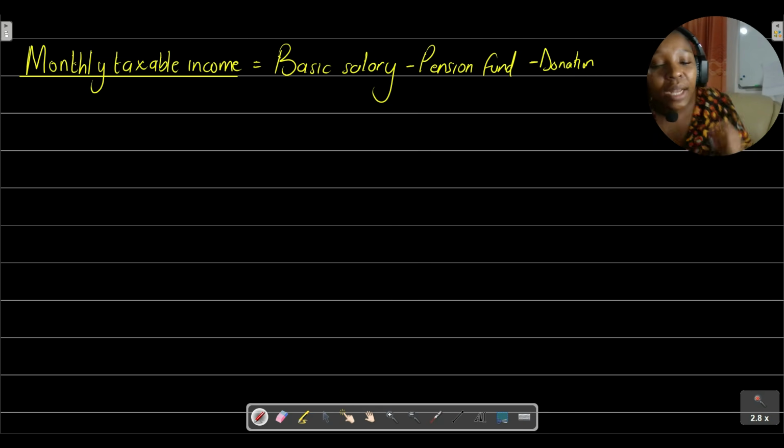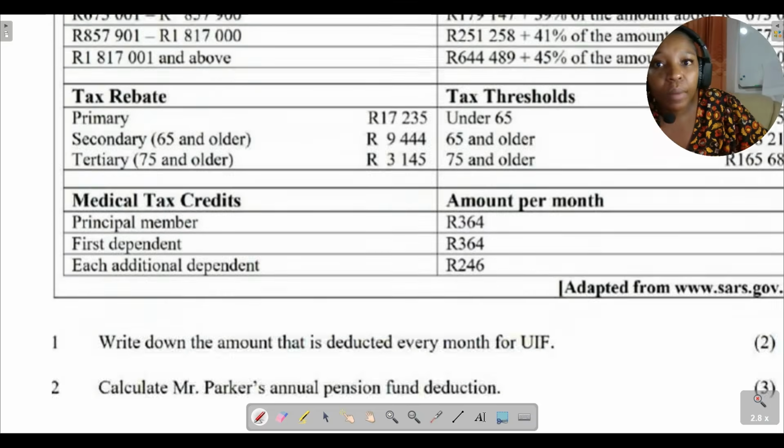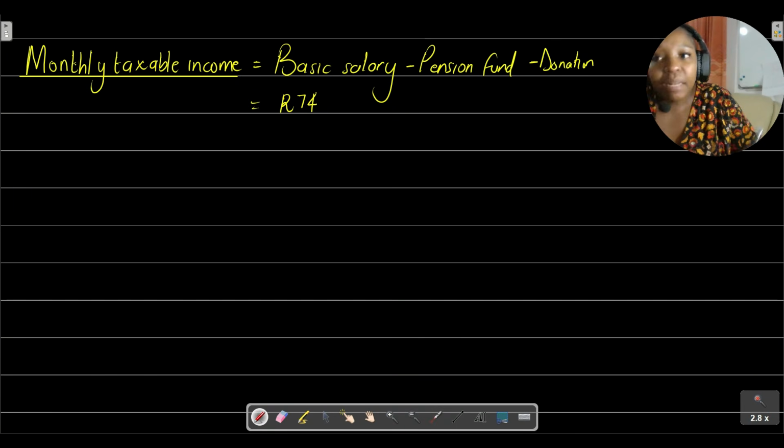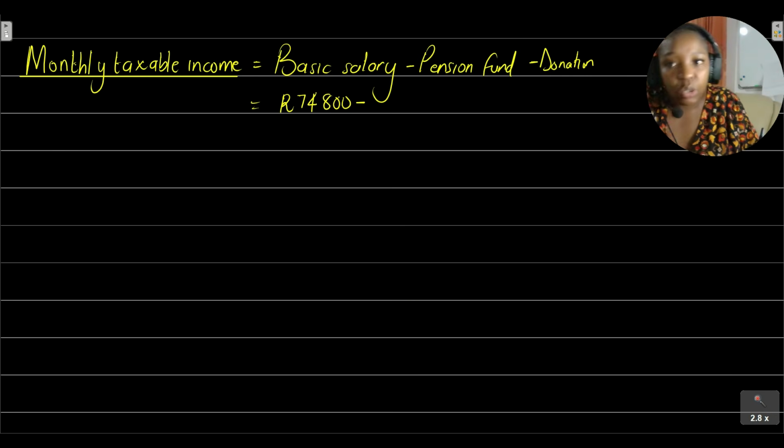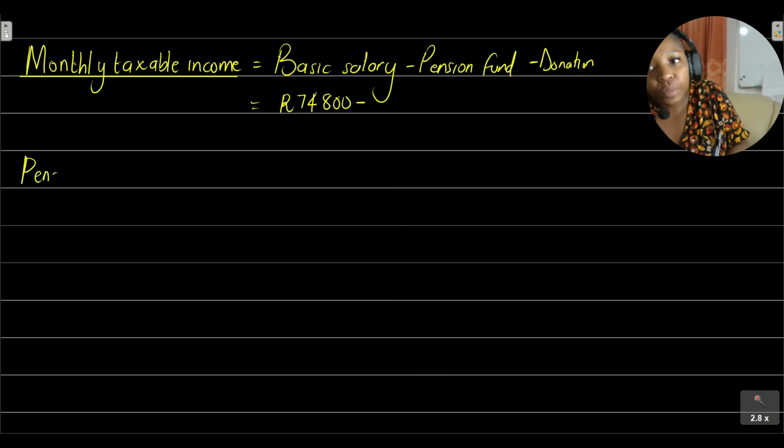So in this case, what is Mr. Parker's basic salary? Mr. Parker basically earns 74,800 per month, right? So to get Mr. Parker's monthly taxable income, we're going to just take that 74,800, then we're going to minus his pension fund contributions, and then we're going to minus the donations.